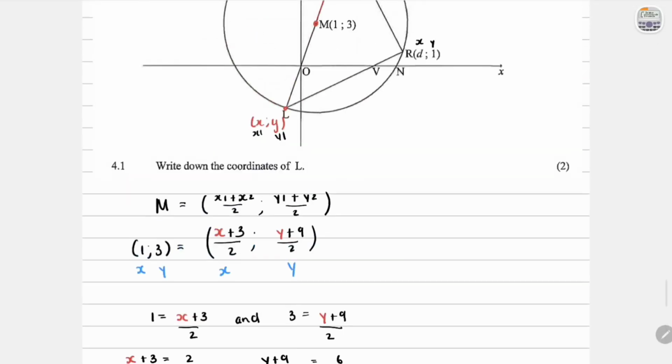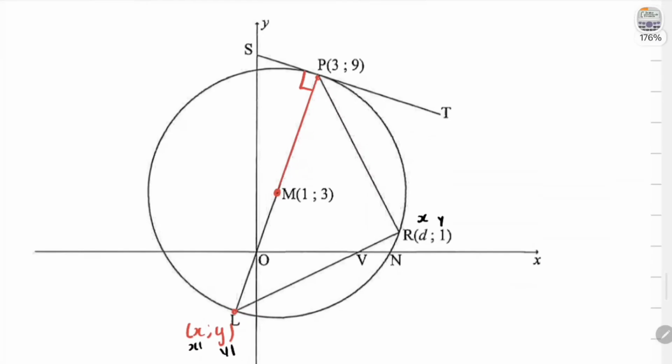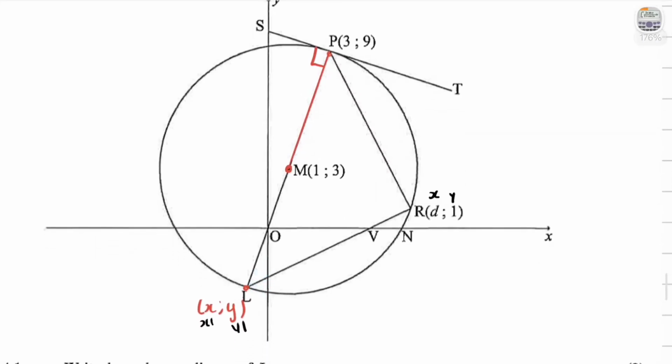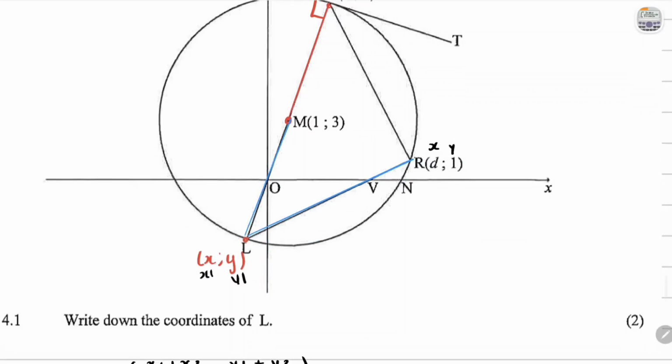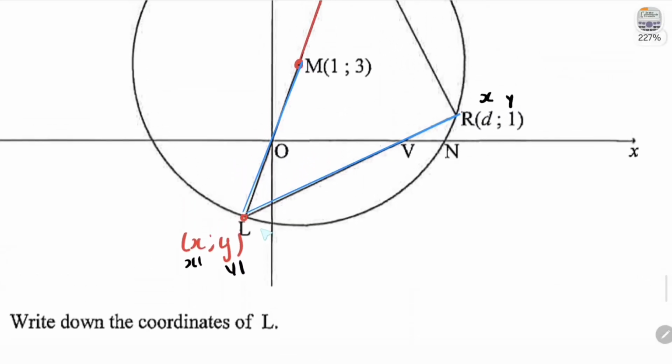We are now on question 4.5, and question 4.5 says, calculate the size of angle L. Okay, so let's see where angle L is. Angle L is over here. Okay, and do you see that the lines that create angle L, we actually have the coordinates of those lines. So angle L is created by the line LR, which we have the coordinates of, and line LP, or we can say LM.